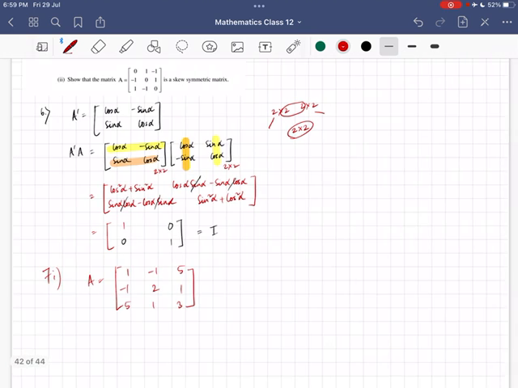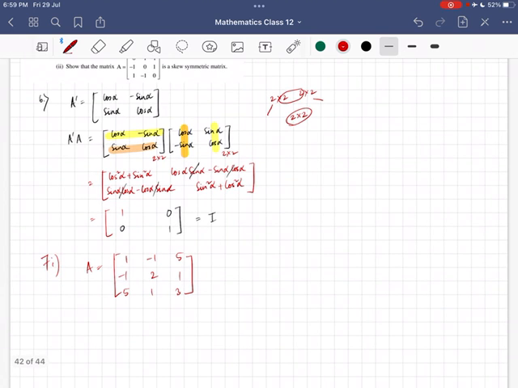Now in order to prove this one, what do we know? We know one thing about a symmetric matrix is that the transpose of a matrix will be the matrix itself. So if I do the transpose of this one, and if I get that A matrix again, then this matrix is a symmetric matrix. So for this one, I will find A transpose. So what do we get?